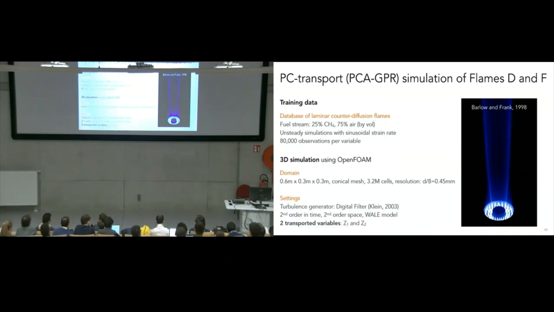So what we did was to train data, and this is something important to retain. We used transient laminar counter-diffusion flames, and we performed a steady simulation by perturbing the flow velocity with a sinusoidal input. We collected a number of observations for generating this model. Then we used this model to perform 3D simulations with OpenFOAM. What is important to note here, besides the other settings, is that we transport only two variables, the two principal components. Of course, we transport momentum, but in the state space, we transport two variables, and we get all the other ones from the PCA approach.